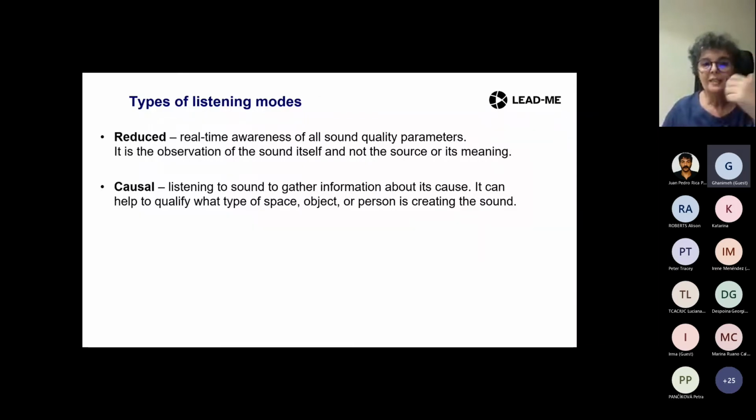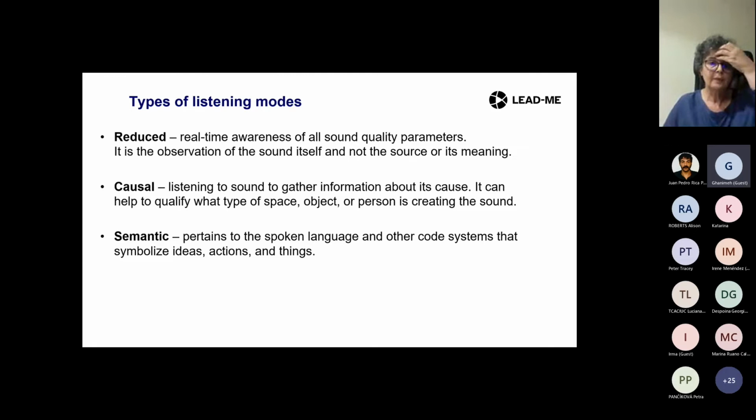We need to identify, we need to qualify a woman's voice. Might she be old? Might she be young? What could her nationality be? Is she speaking in her mother tongue? How is she feeling? What is her mood like? Why is she modulating her voice in that particular way? The moment we start asking ourselves all these questions, we are moving into our third listening mode.